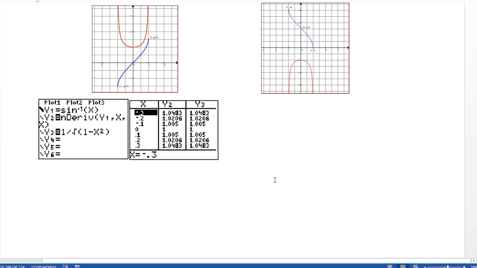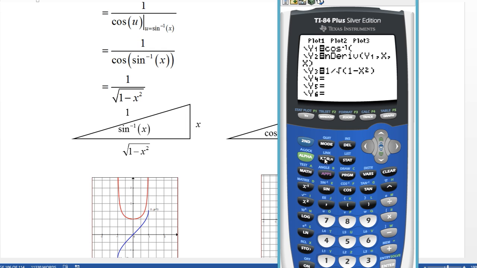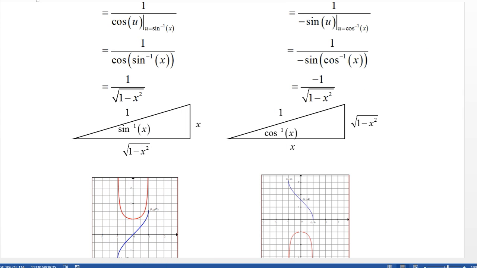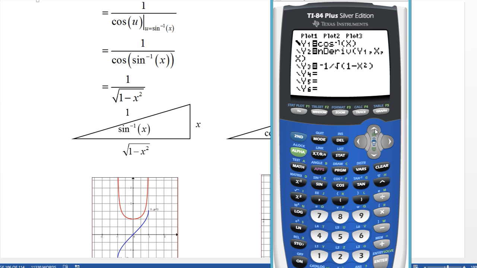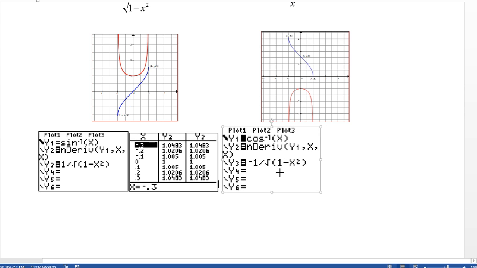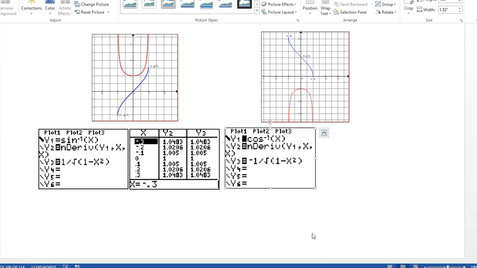Okay, now let's see if we can check this one. So this is going to be inverse cosine of x. So change this to arc cosine of x. It's kind of interesting: it's almost the same formula. This one just has a minus in front of it. And I don't need to see the table for y1. What I need to do is see the table for y2 and y3. Alright, let's look at the table. Let's see if it checks.